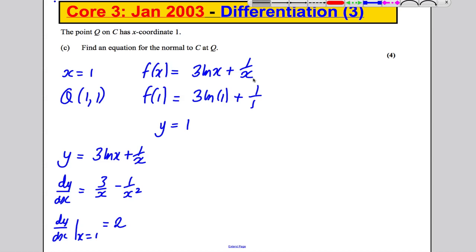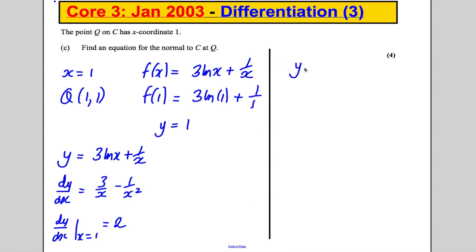Again, you should be working down the page, but I'm working across just to fit it all in one page. You use the formula y minus y1 is m times x minus x1, where x1, y1 is a pair of coordinates on the normal, i.e. the points at Q, and m is the gradient of the normal. Well, you know that the gradient of the tangent is equal to 2, so the gradient of the normal must be negative a half.